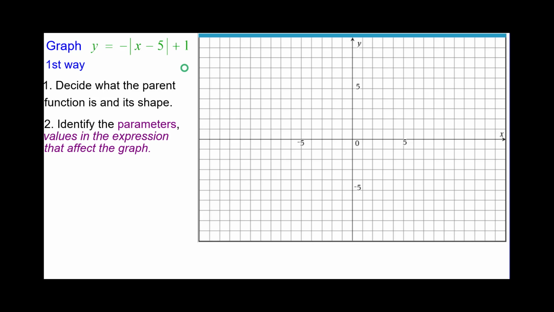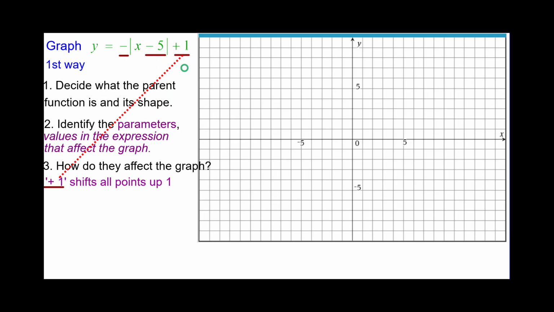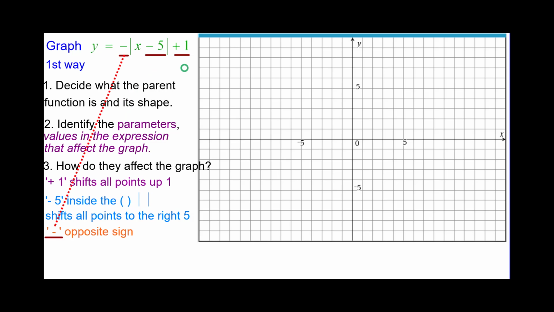Identify the parameters, and by that we mean the values in the expression that affect the graph. There are 3 different parameters here. How do they affect the graph? Well, the plus 1 shifts all points up 1. The minus 5 inside the absolute value function shifts all points to the right 5. And the opposite sign reflects the curve about the horizontal line through the vertex. It also takes the opposite of each of the y values.